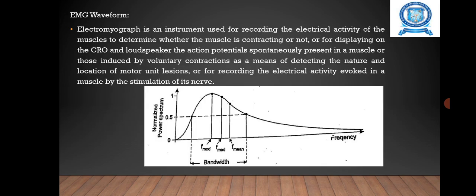The next one is the EMG waveform. It is an instrument used for recording the electrical activity of the muscle to determine whether the muscle is contracting or not. It is also used for displaying on the CRO and loudspeaker the action potential spontaneously present in a muscle. This instrument is also very useful for studying several aspects such as neuromuscular functions, neuromuscular condition, extent of nerve lesion, reflex responses, etc.